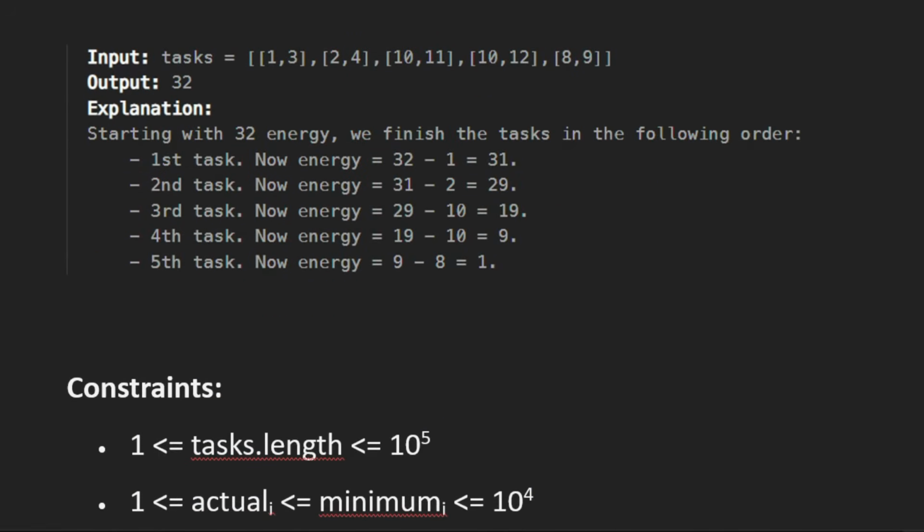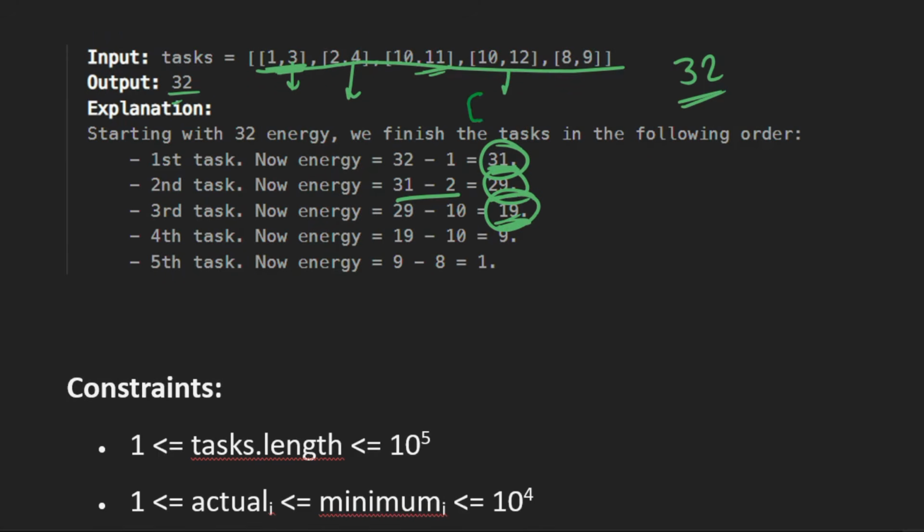Now let's see this example. We have again all these tasks, and we have to execute all of them and find the minimum energy that we require. So here the answer is 32. Let's say we have taken 32, and now we have executed the first task. After executing it, our energy will be 32 minus 1, which is 31. Then we executed the second task, so 31 minus 2 is 29. Then the third task, so 29 minus 10 is 19.